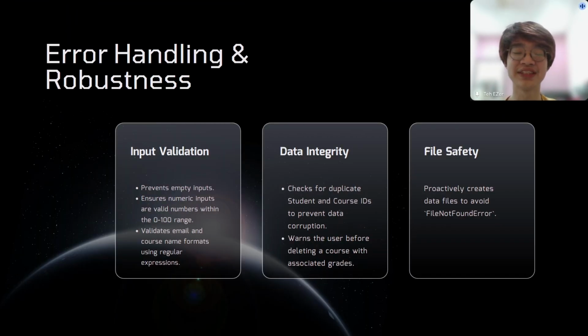Since every program will eventually have its own errors, we designed a system to be dummy-proof by validating the user inputs at every single step. It can prevent the user from entering empty inputs and makes sure that the numbers are within a range of 0 to 100, which means that negative numbers are not allowed in this system. The system also makes sure that the user enters the correct format of the email.